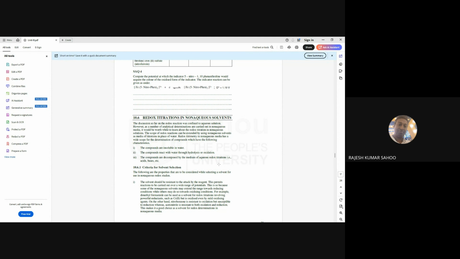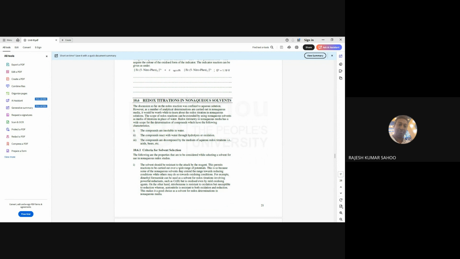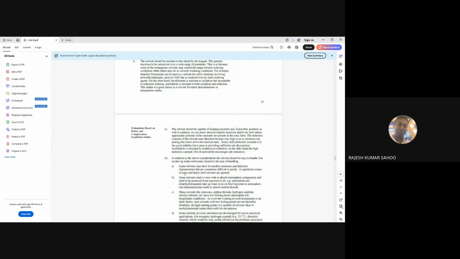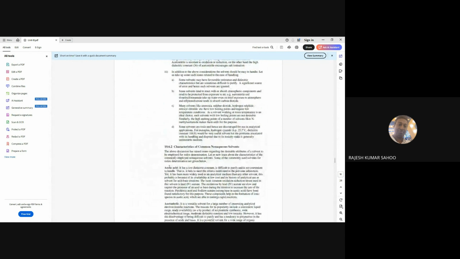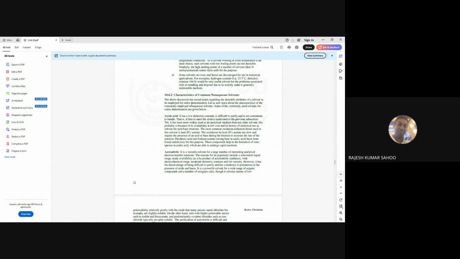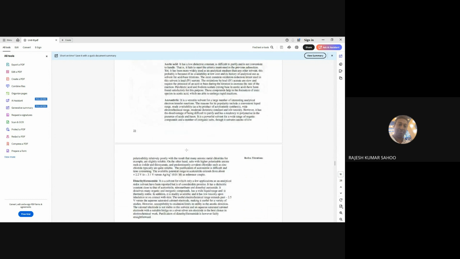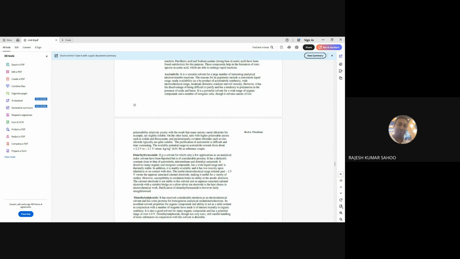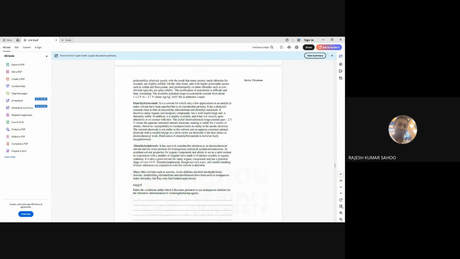Then redox titration in non-aqueous solvents. Criteria for solvent selection. So it is given here. The solvent should be resistant to the attack by the reagent. This permits reactions to be carried out over a wide range of potentials. So precautions are there, not so much important. Common non-aqueous solvent names: acetic acid, acetonitrile, dimethyl formamide, dimethyl sulfoxide, like this.